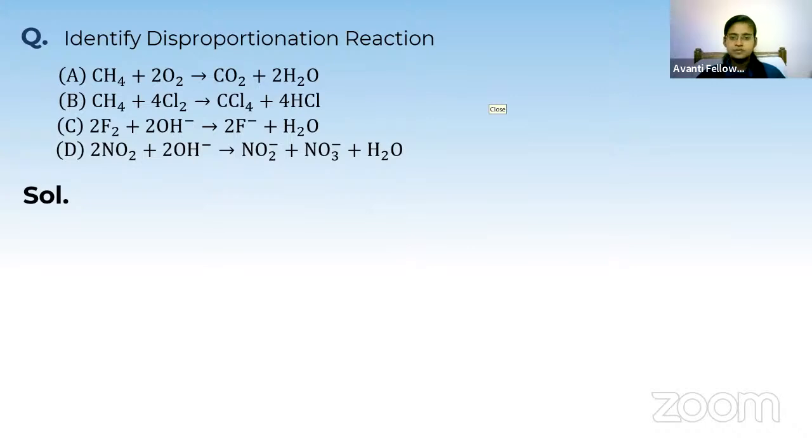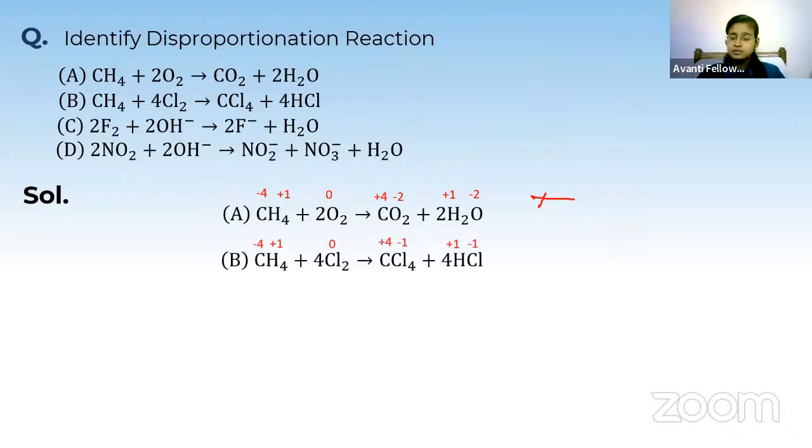Okay, let's check. Let's start from the first. Let me start with option A. So in option A, all the elements are taking this particular oxidation state. Here if you see, oxygen is moving from 0 to -2 in both the cases. So it is not an example for disproportionation. Then if you go for the second example, here chlorine is moving from 0 to -1 in both the products. So it is also not the example.